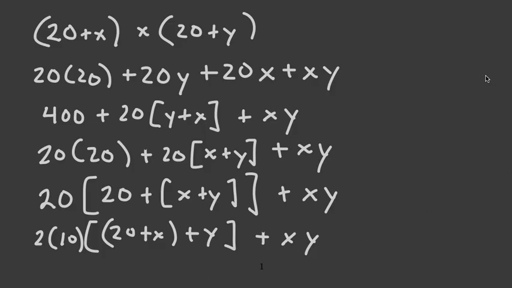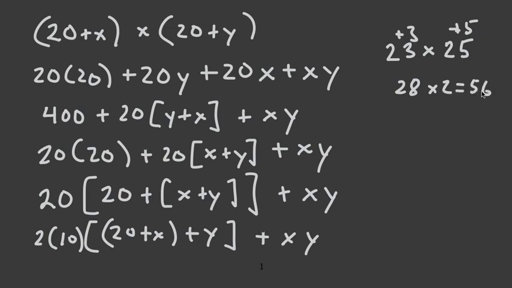Okay, so let's recap. Let's try this with another number. We'll say 23 times 25. So again, this is plus 3 away from 20. This is plus 5 away from 20. And so what we're going to do is just take that 3 and add it to the other one. So this is 28. Once we have that 28, we're going to double it. So that's equal to 56. Then we're going to multiply by 10. So 56 times 10 is equal to 560.